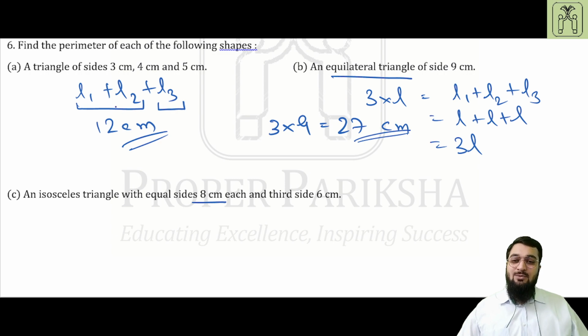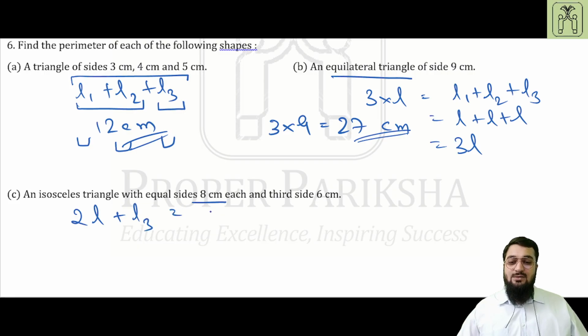If it is an equilateral triangle, then all of them will be equal, so therefore we just have to do 3L. And in case of a scalene triangle, we have to add each of them separately. Isosceles triangle, that will give you 2L plus L3. That is 2 into 8 plus 6, and that will give 16 plus 6, that is 22 centimeters.